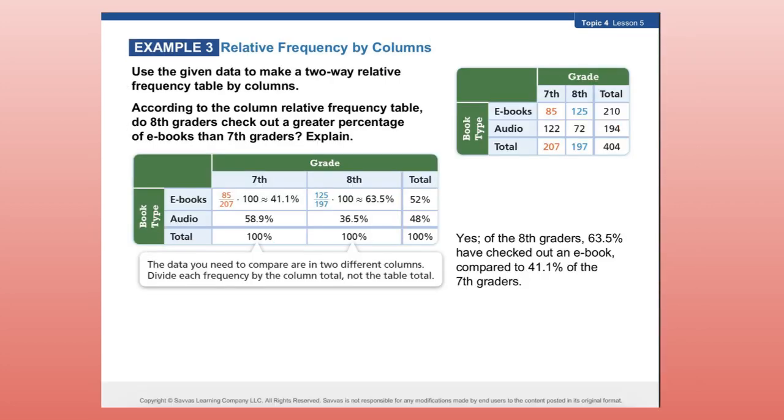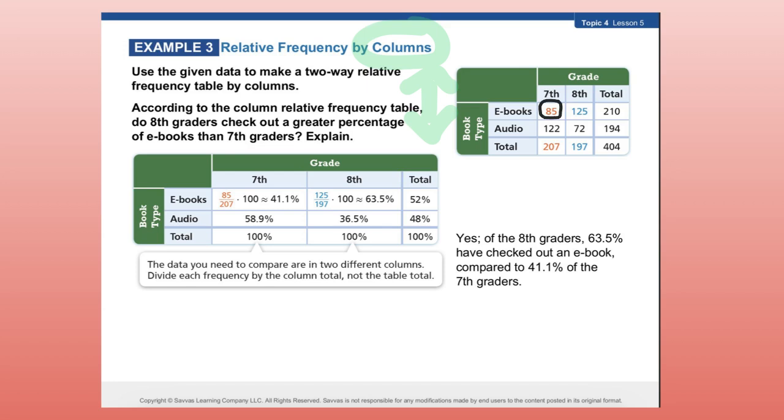Example number 3 now has us comparing by columns. All right, remember columns go up and down just like on the front of a building. Use the given data to make a two-way relative frequency table by columns. All right, so let's go ahead and start. We are comparing 7th and 8th grade and book type. So we have 85 7th graders. Let me change out of a highlighter.